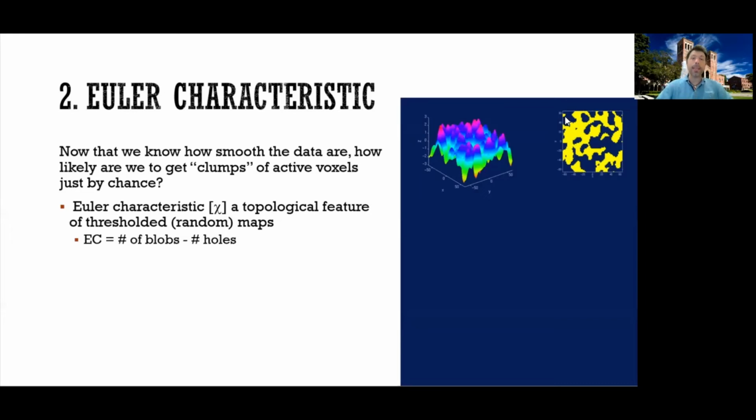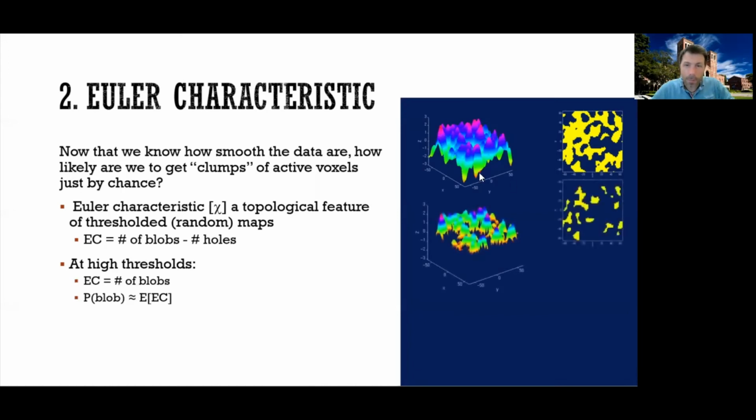The Euler characteristic is the number of blobs minus the number of holes. Now, said this way, it doesn't really help much. However, what is interesting and what is really helpful about the Euler characteristic is that if you set the threshold high enough, the Euler characteristic just becomes the number of blobs. For example, if instead of thresholding at 0, this image right here, I threshold it a little higher, right?